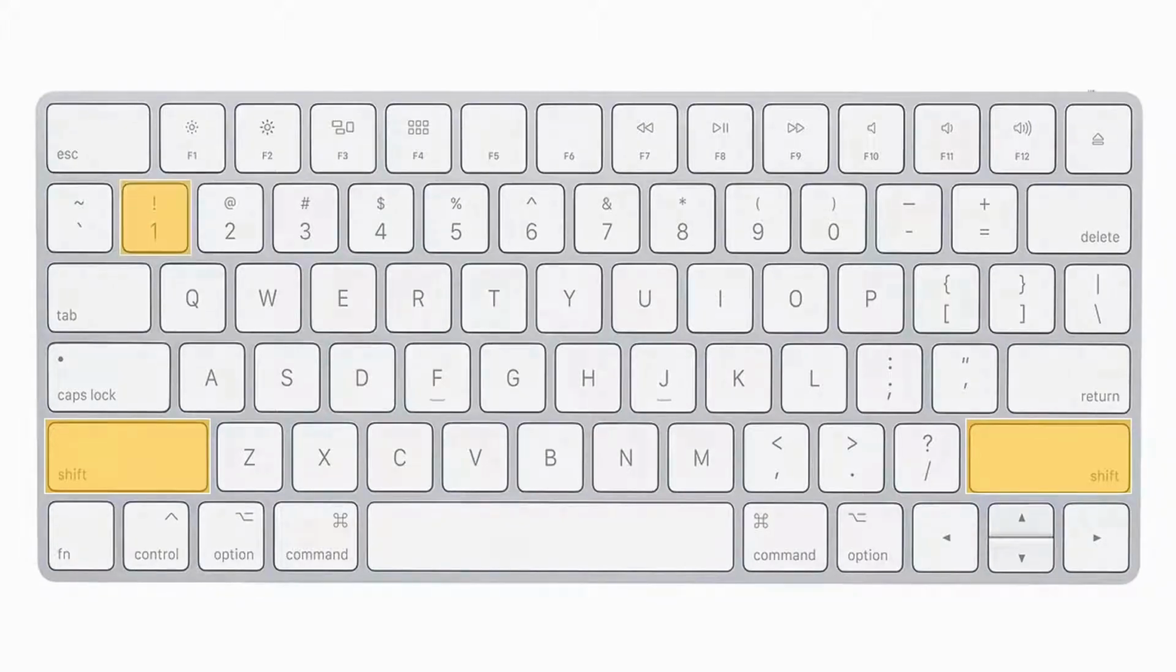You can also push shift 1 to create an exclamation mark, shift 2 to create the @ symbol, shift 3 to make the number symbol, or shift with any other letter or number on this keyboard in order to capitalize or create a special symbol if it's a number. You can also push shift with these keys in order to create symbols like colons.